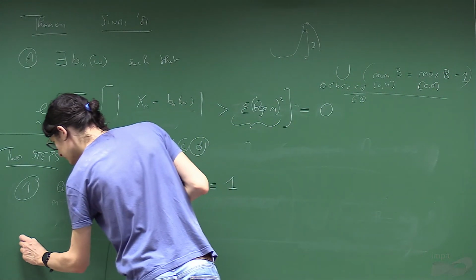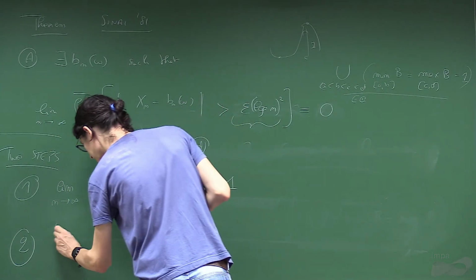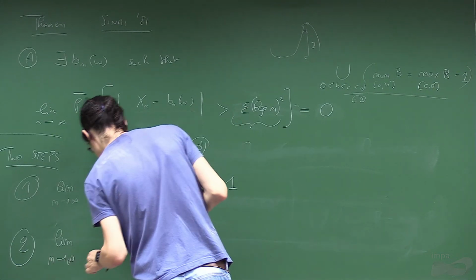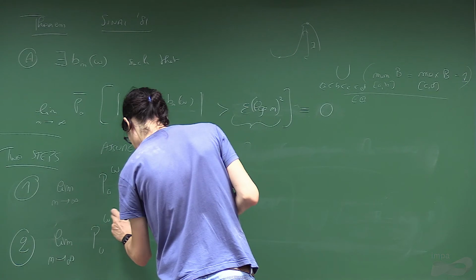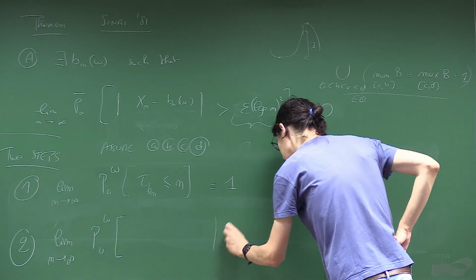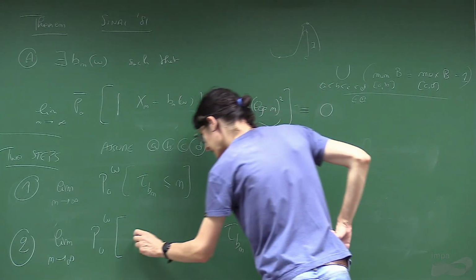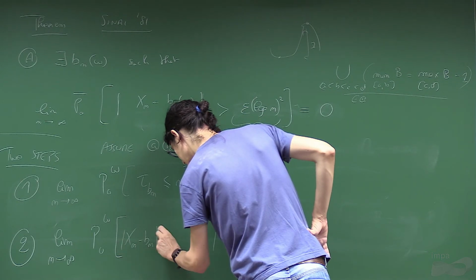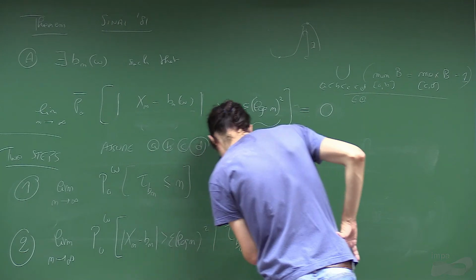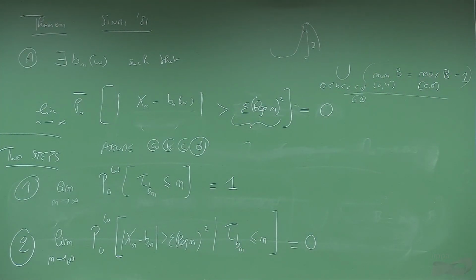And the second thing you want to show is that the limit when n goes to infinity of P0 omega, knowing that the hitting time to Bn is smaller than n, of xn minus Bn larger than epsilon log n squared, is equal to 0. Okay, and then you combine these two things and you get the theorem. Okay, so yeah, we can start with this. Okay.